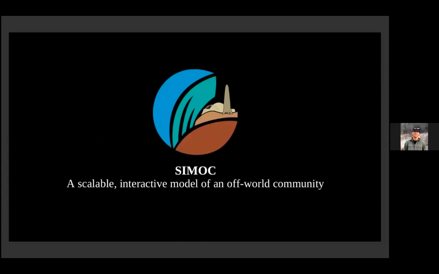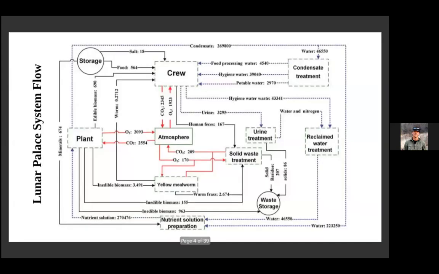So the first thing I want to tell you about is CMAC. CMAC is a scalable interactive model of an off-world community. This is a research-grade computer model that I began to develop at Arizona State University in Tempe, Arizona in 2017. I had funding from Arizona State University for 2 years, and this started as an undergraduate computer science project. I had students from an undergraduate program working with me, and we started with this, by the way, the workflow diagram from Lunar Palace 1, which of course was the University of Beijing's fabulous project on a fully sealed environment.